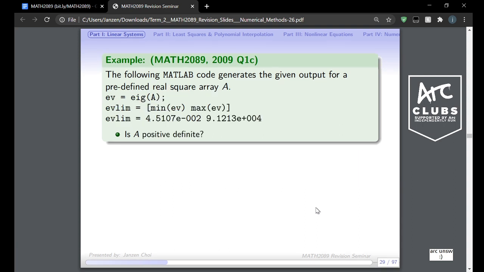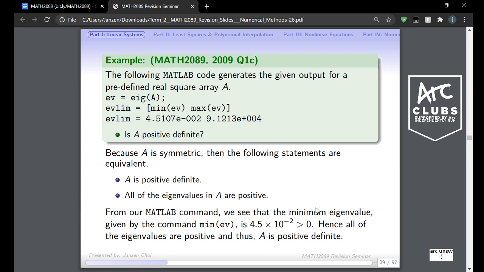Is A positive definite? So A is symmetric, and the smallest eigenvalue was given to be around 4.5 times 10 to the power of minus 2, which is positive, which means all the eigenvalues will have to be positive, and hence the matrix is indeed positive definite.